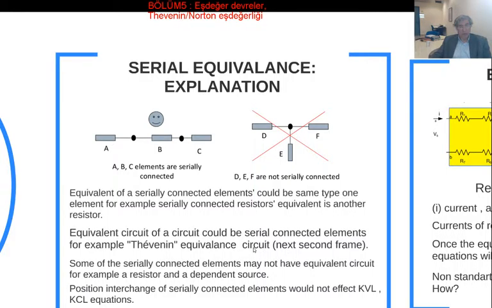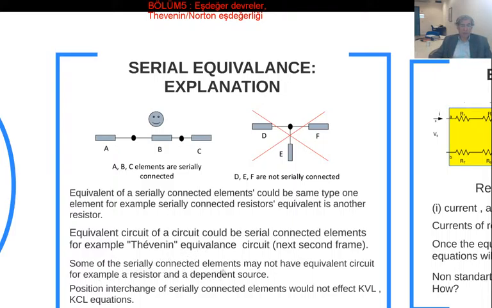Equivalent circuit of a circuit could be serially connected. So we are saying more than one. A circuit which has got many elements in it can be replaced with serially connected elements. So we are talking about serial connection now, that's why we said there is an equivalency, which is named Thevenin equivalency. This ends up with a serial connection. So we will see that, so don't worry now.